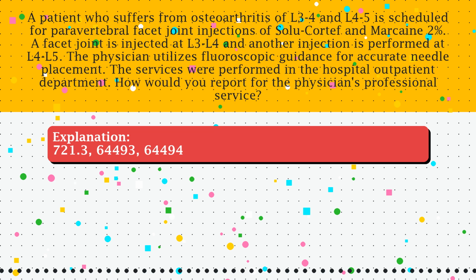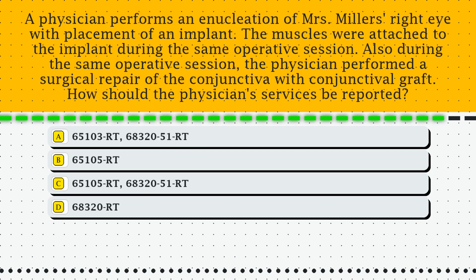Question 91. A physician performs an enucleation of Mrs. Miller's right eye with placement of an implant. The muscles were attached to the implant during the same operative session. Also during the same operative session, the physician performed a surgical repair of the conjunctiva with conjunctival graft. How should the physician's services be reported? Option A, 65103 RT, 68320-51 RT. Option B, 65105 RT. Option C, 65105 RT, 68320-51 RT. Option D, 68320 RT.